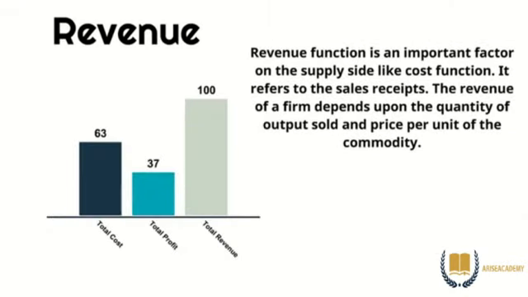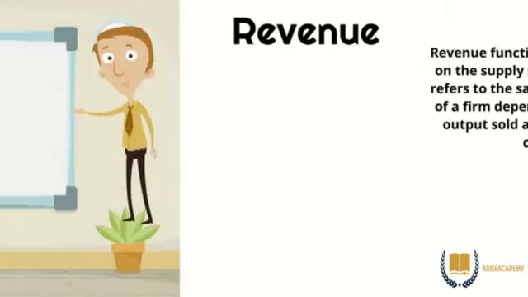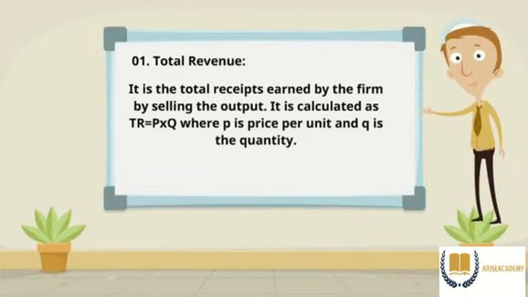Revenue function is an important factor on the supply side like cost function. It refers to the sales receipts. The revenue of a firm depends upon the quantity of output sold and price per unit of the commodity. It is the total receipts earned by the firm by selling the output. It is calculated as TR equals P multiplied by Q, where TR is total revenue, P is price per unit and Q is the quantity.